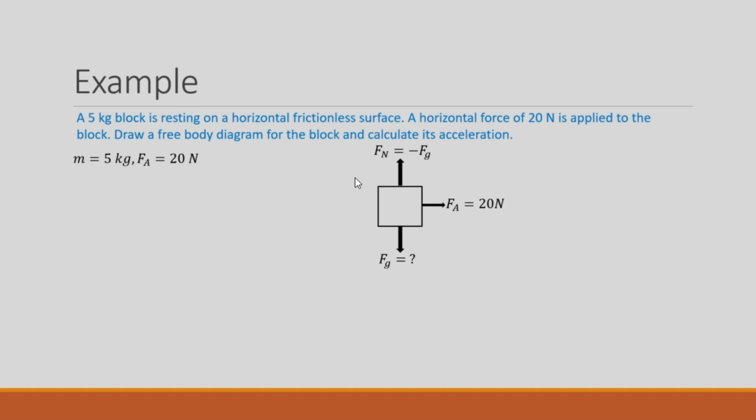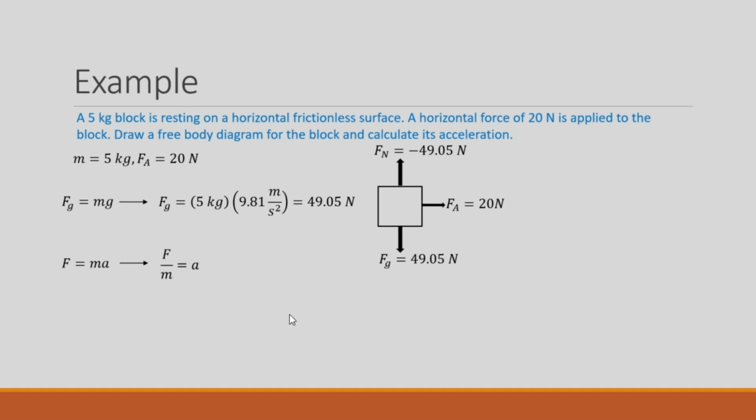Drawing the free body diagram, we see that there is an unopposed force in the horizontal direction, meaning that it will be accelerating in the horizontal direction. Additionally, though, we still need to calculate the force of gravity to complete this free body diagram. Calculating the force of gravity, assuming that this is on Earth, we see that it is equal to 49.05 newtons. So now we can complete the free body diagram by labeling the force of gravity and the normal force.